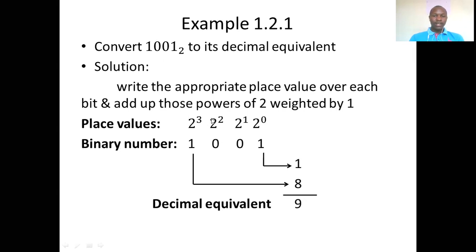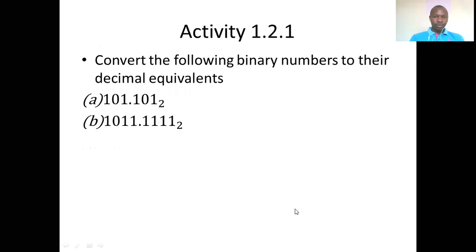We are going to discard these ones because whatever their values, if we multiply them by 0, we'll still get zeros. So we come here, 2 to the power of 3, that's 8, multiplied by 1 will give us 8, and then we have our 8 here. We now add these numbers, 1 plus 8, and we get 9. So it means the binary number 1001 is equivalent to the decimal number 9. That's how you do the conversion.